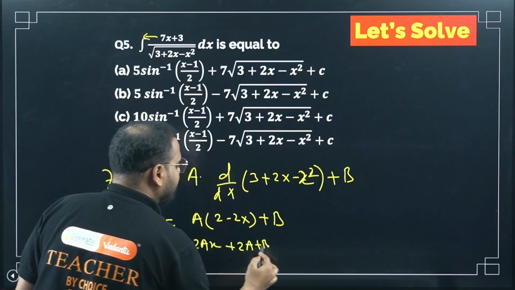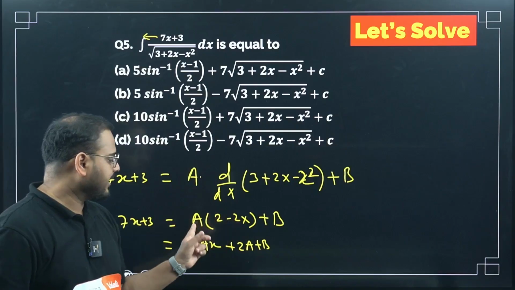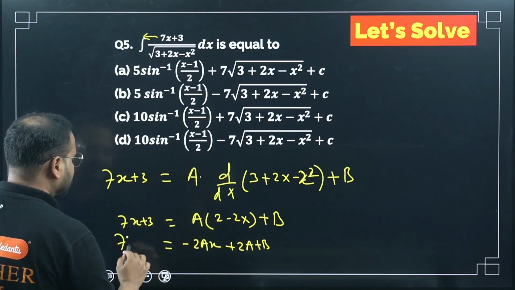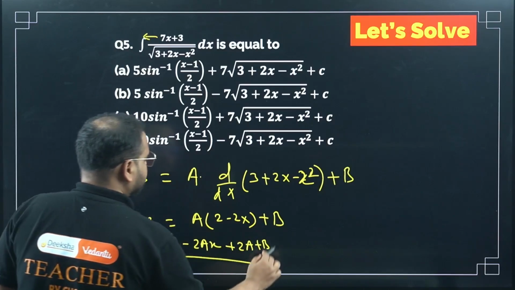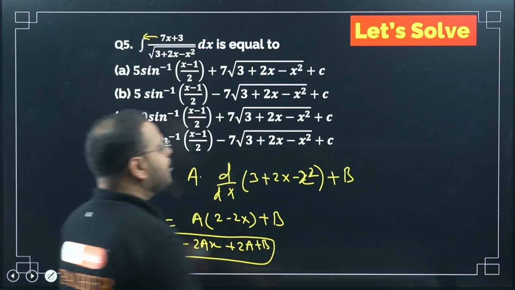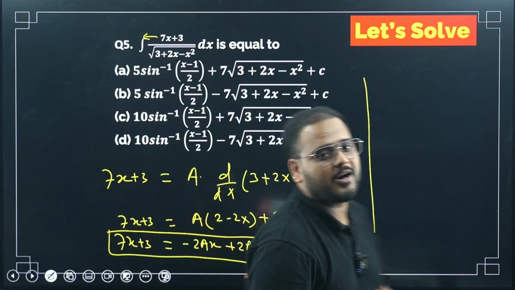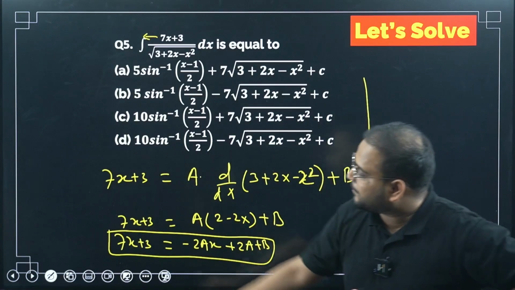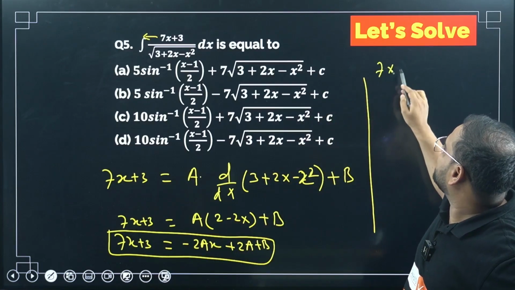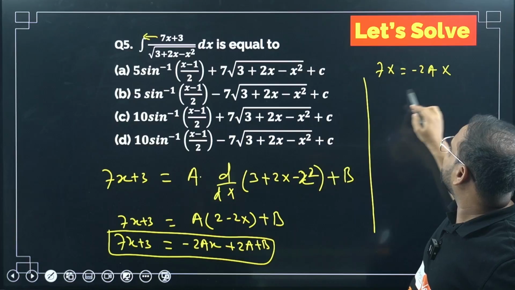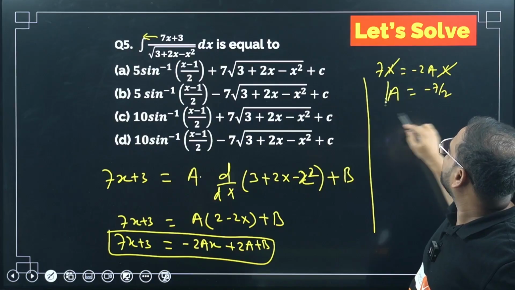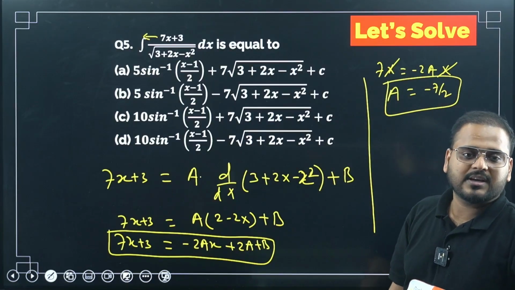I have done nothing different. Please have a look. 2 times a minus 2ax, and 2 times a is 2a, and plus b is there. I have here 7x plus 3. Yes or no? Yes, right? Very, very simple. What are we going to do now? We're going to compare the coefficients. So please check here. I'll compare 7x with minus 2ax. You must have got the answer also. 7x equals minus 2ax. What is my a value? Sir, minus 7 by 2. Why, sir? x and x will cancel, 2 will go here. Negative is there, so minus 7 by 2.